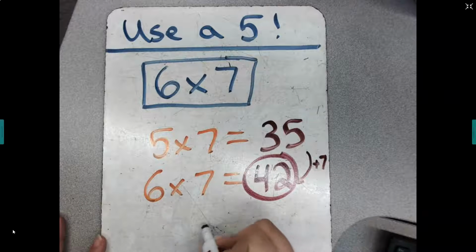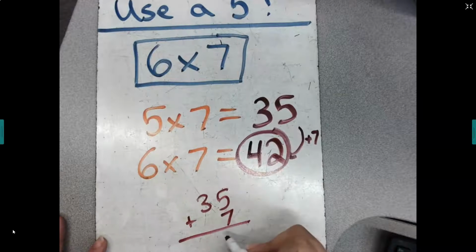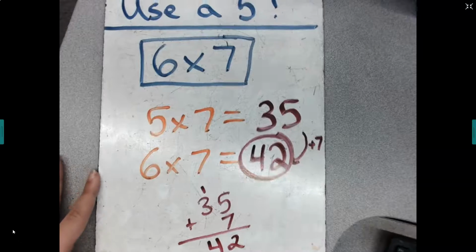That's my answer. You can also write down the 35 plus 7 down here to get your answer. Okay, and there it is. Let's try another one.